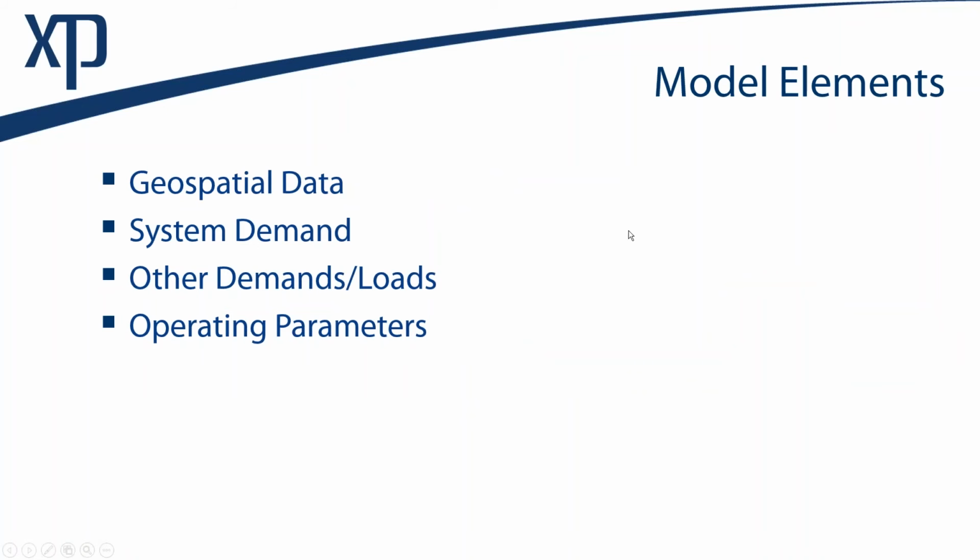The elements of a sanitary system model, I've broken it down into 4 categories. You may conceptualize it a little bit differently, but of course we have the geospatial data. These are the elements that are in the network. These are the pipes, the laterals, the pumps, all of the things that exist physically in the sanitary system network.